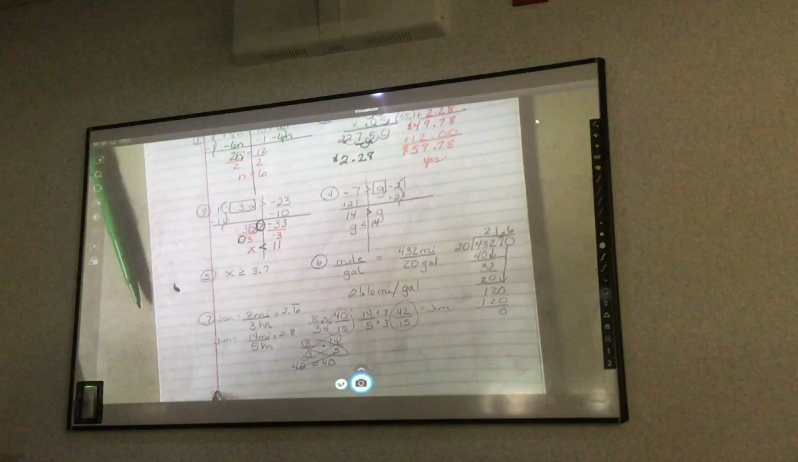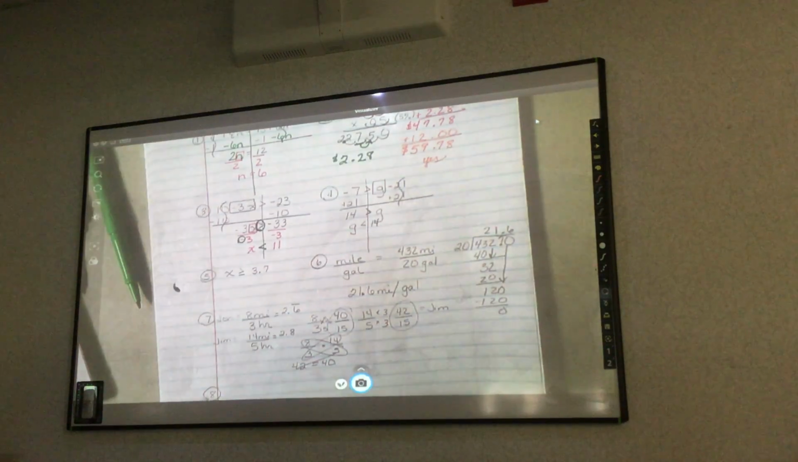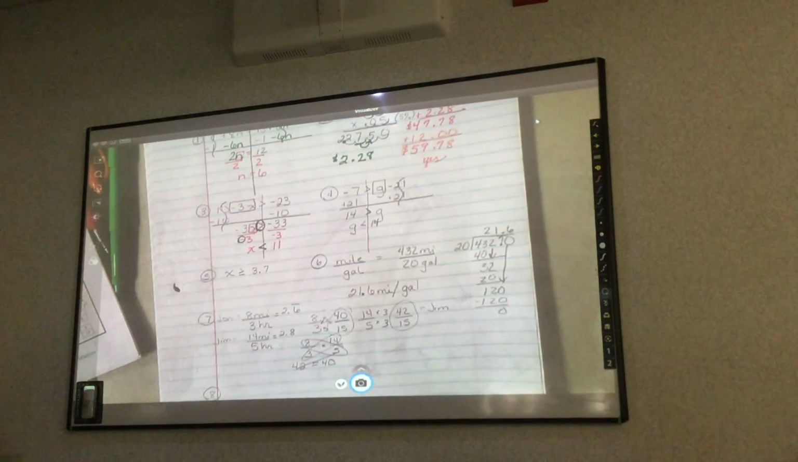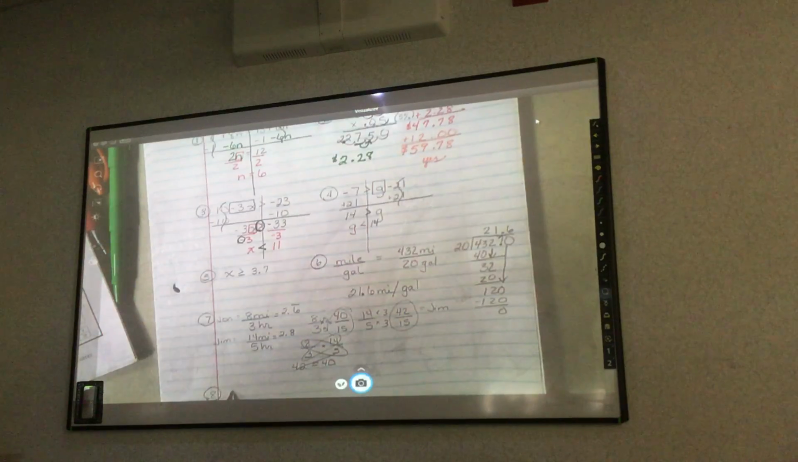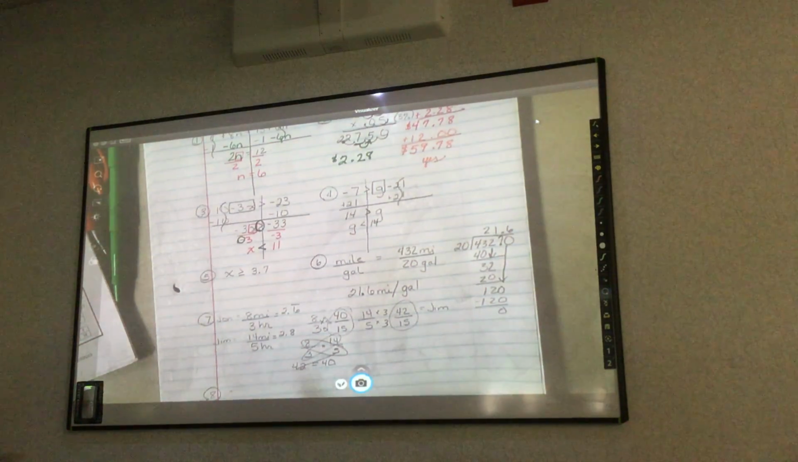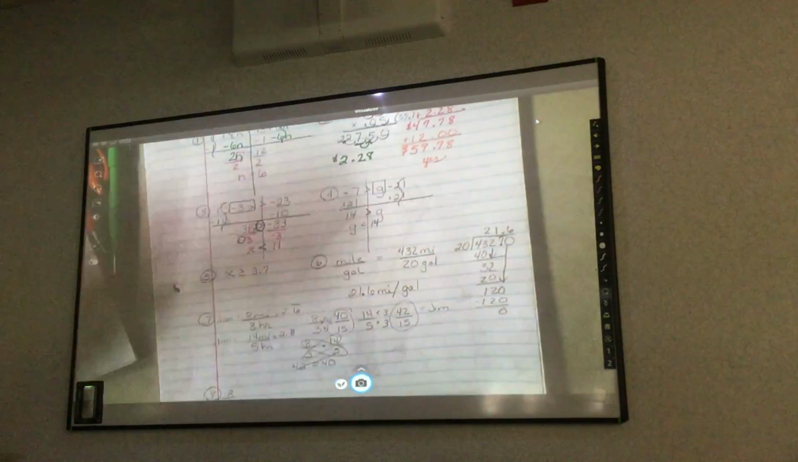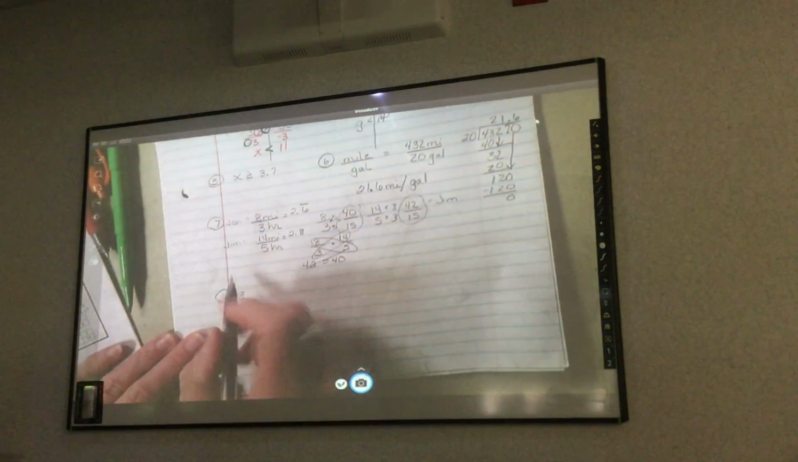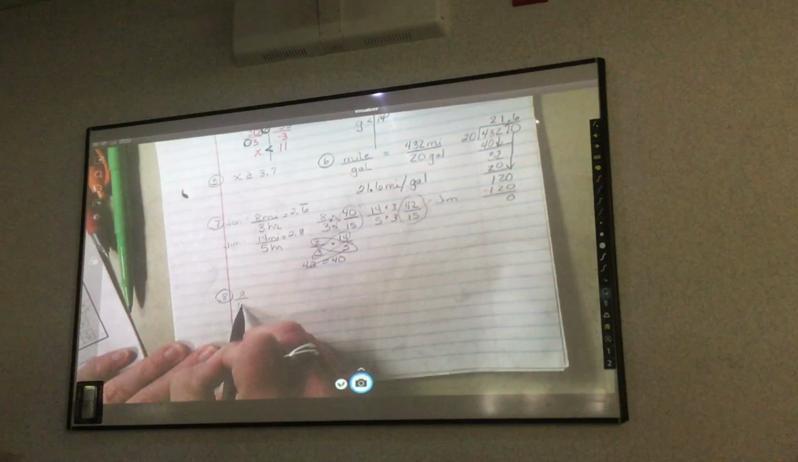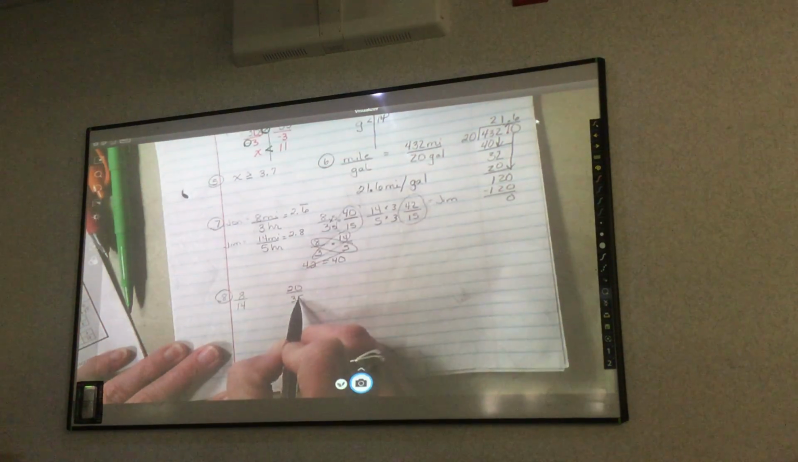Number 8. Which pair of ratios does not form a true proportion? Okay, proportion means that they're equal to each other. And some of you, I walked around and I said, how come you don't have anything? And some people said, I don't understand it. Well, that means you better be writing it down. This is our chapter. So I have 8 to 14 and 20 to 35.